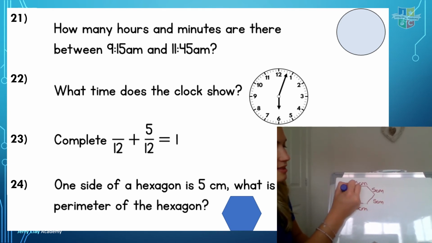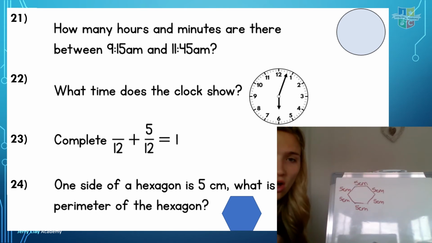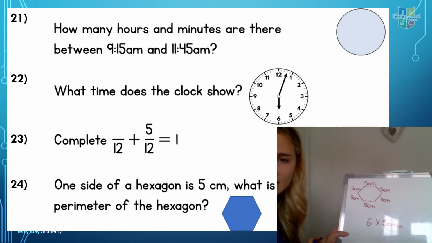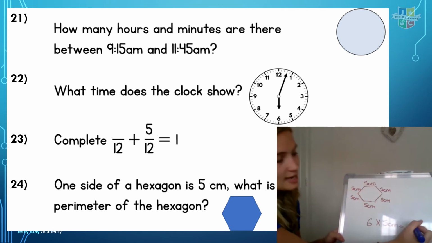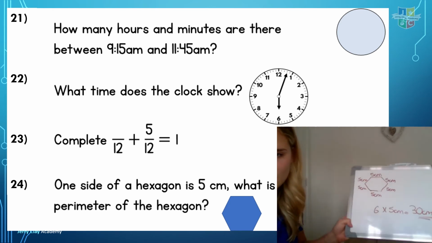So I could either add them all up, 5 and 5 and 5 and 5 and 5 and 5, or I know there are 6 sides, so I could do 6 times 5 centimetres because it's 5 centimetres a side. If I do my 5 times table, 5, 10, 15, 20, 25, 30, I know that the perimeter is 30 centimetres.